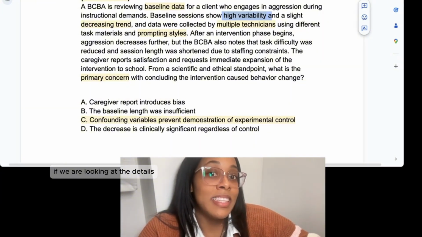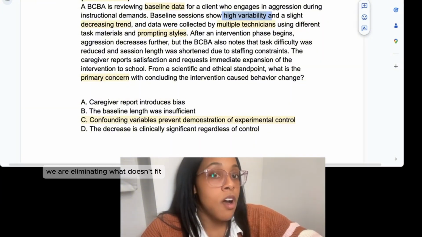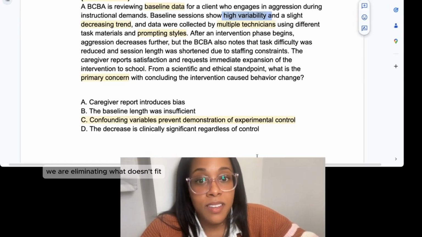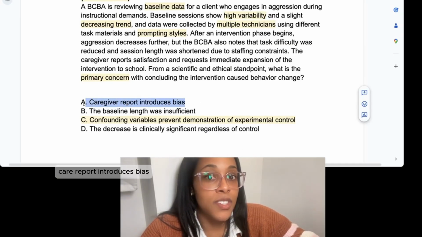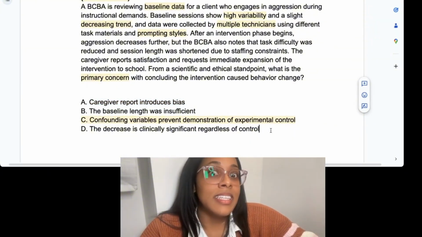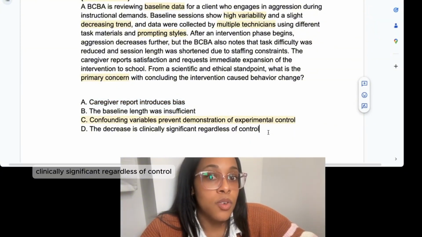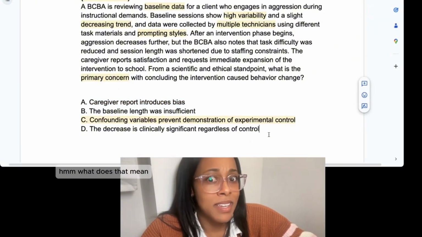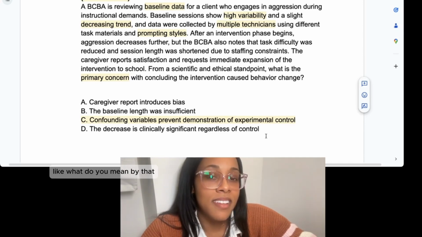If we're looking at the details, we are eliminating what doesn't fit. Caregiver report introduces bias? No. The decrease is clinically significant regardless of control. What does that mean? Like, what do you mean by that?